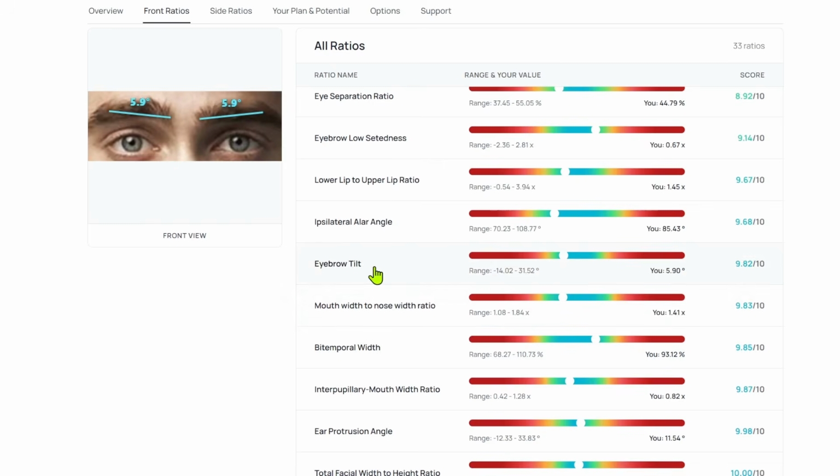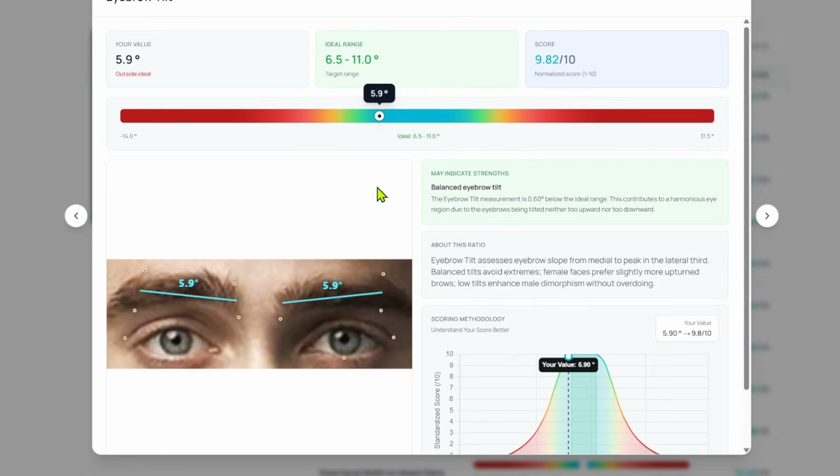And we can actually tap on this score and get a detailed breakdown. This is now a new feature, so I'm happy to show you guys this. And you can actually adjust the landmarks if they are inaccurate on the first time you landmark the face. So we can see his full balanced eyebrow tilt.